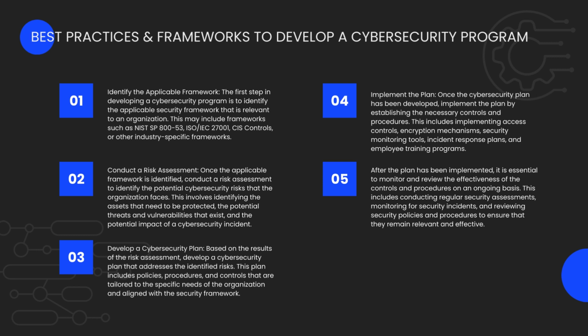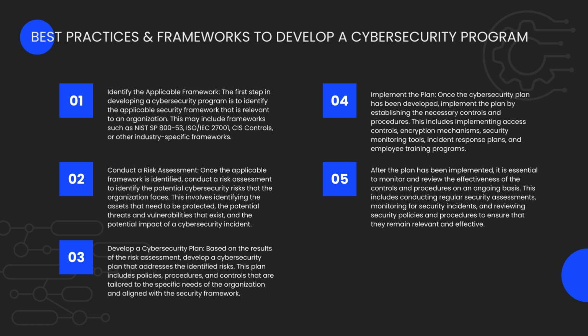Step two, conduct a risk assessment. Once the framework has been chosen, a risk assessment has to be conducted to identify any potential cybersecurity risk. This involves identifying assets that need to be protected, the potential threats and vulnerabilities that exist, and the impact of a cybersecurity incident on those assets. Step three, develop a cybersecurity plan. Based on the results of the risk assessment, you're going to develop that cybersecurity plan to address the identified risks. This could include policies, procedures, and controls that are tailored to the specific needs of the organization and aligned with the security framework.